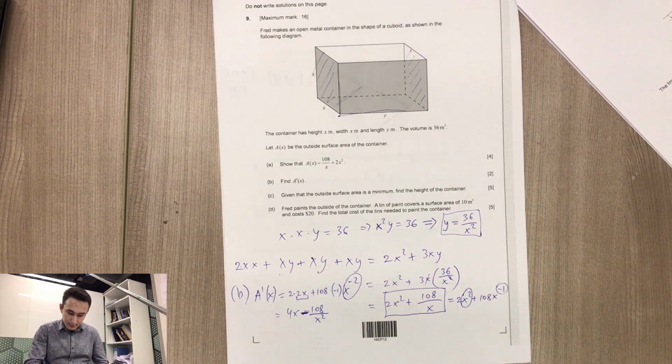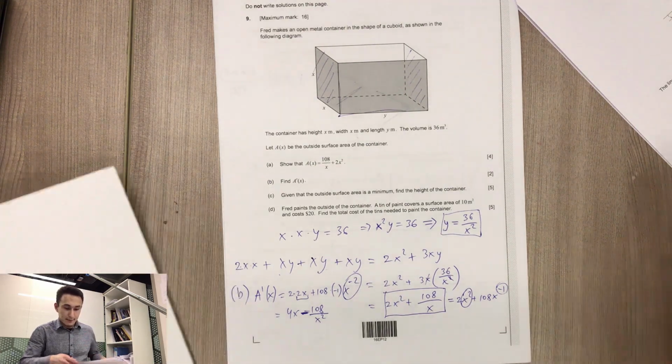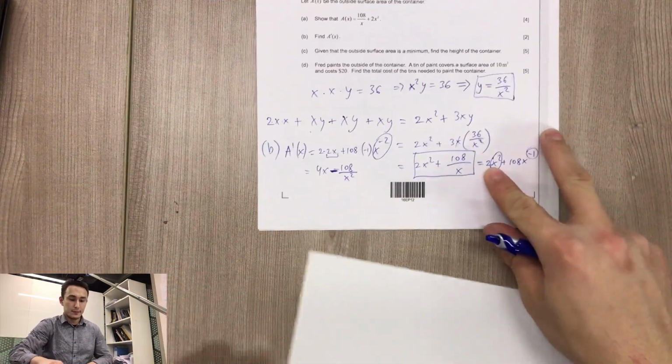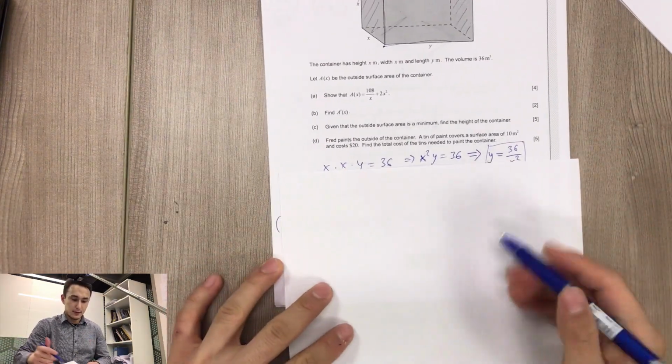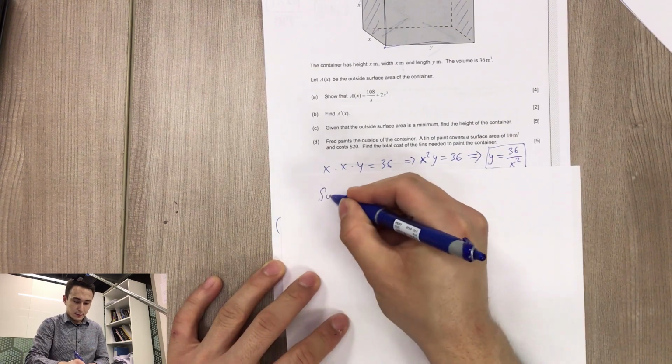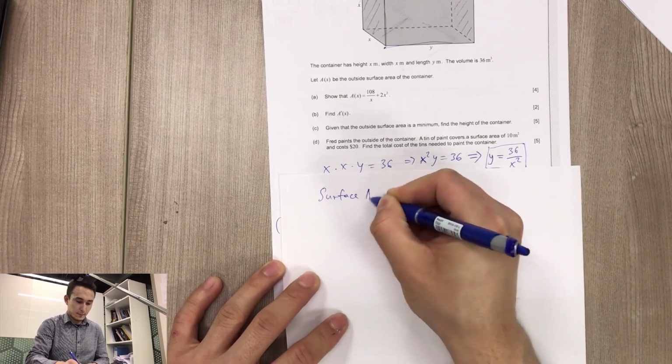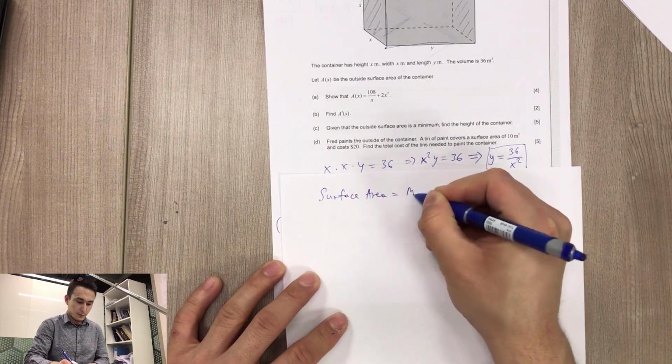Alright, so moving forward, part C. Given that the surface area is minimum, find the height of the container. Okay, so what this means is the following. Surface area minimum.